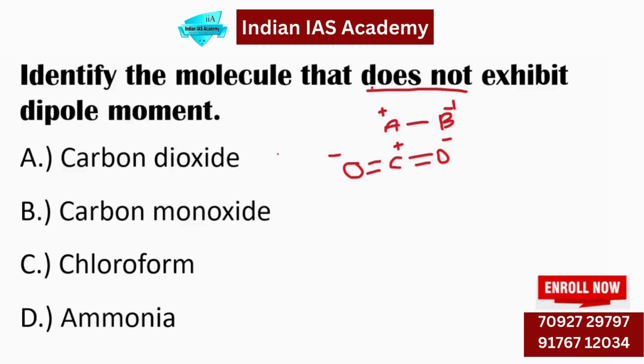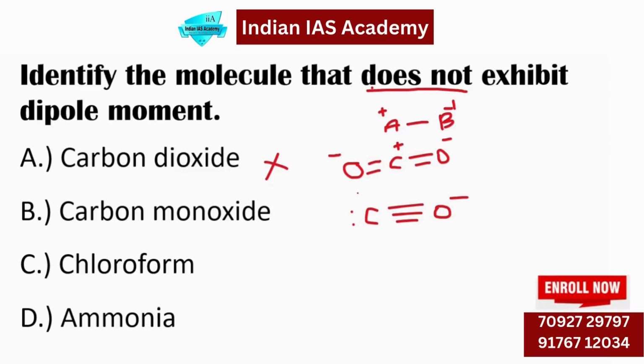Now carbon monoxide: C triple bond O, with one lone pair of electrons on carbon. Here we have only two atoms. Oxygen will have a negative charge, carbon will have a positive charge. So it has a dipole moment. Carbon monoxide has dipole moment.